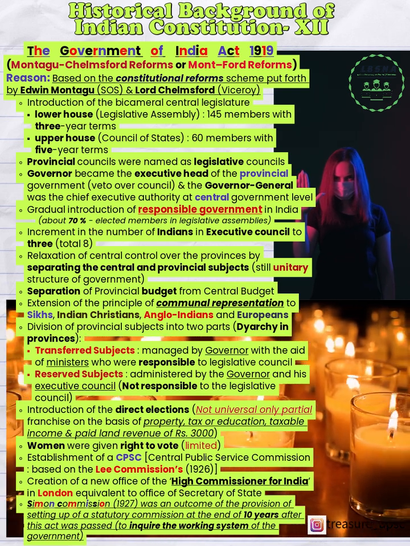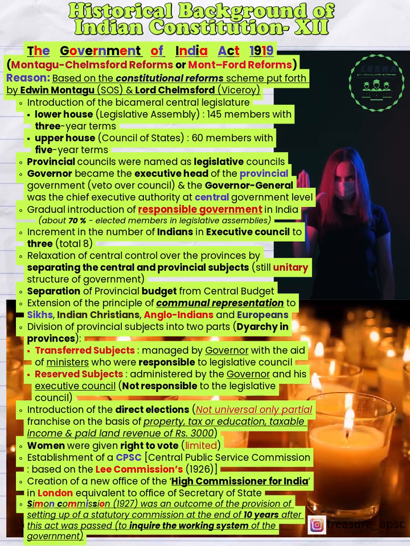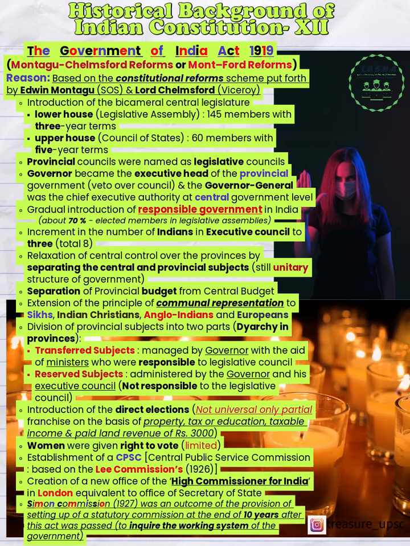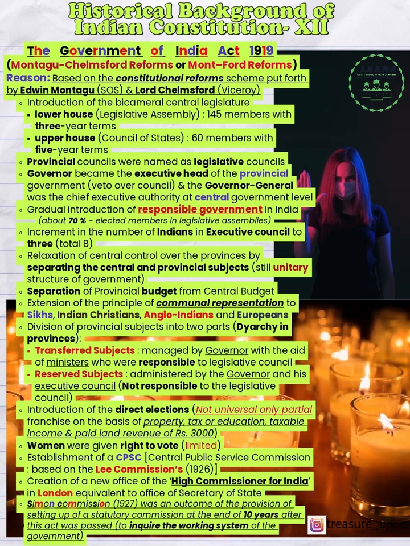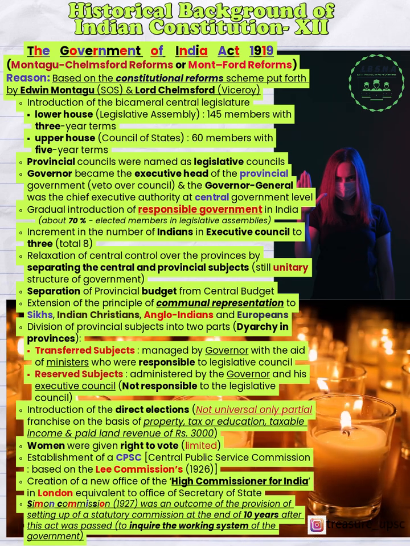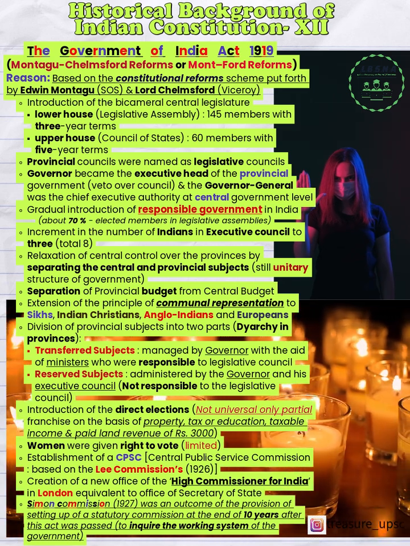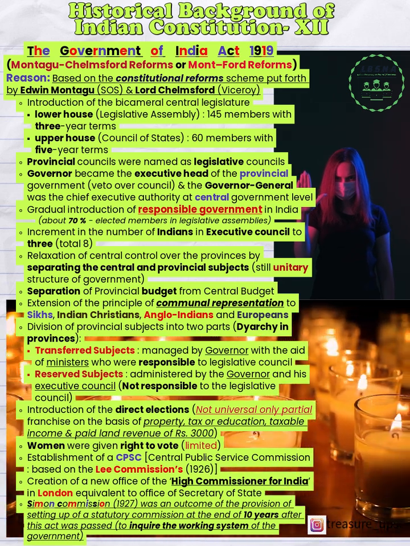Simon Commission in 1927 was an outcome of the provision of setting up of a statutory commission at the end of 10 years after this Act was passed. This commission was entrusted to inquire into the working system of the government.